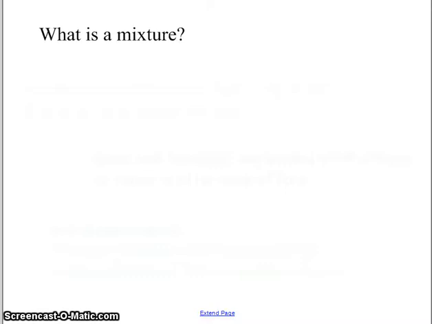Welcome back, guys. Today we're going to look at yet another characteristic of matter, and that is something called solubility. But we're going to start by looking at what is a mixture.